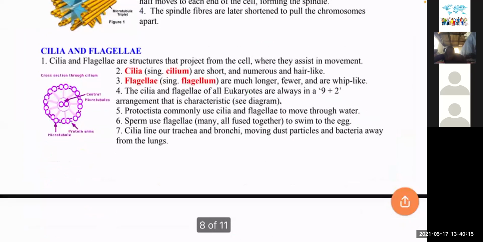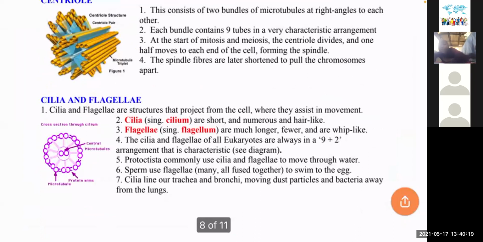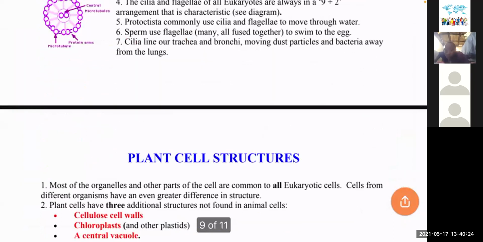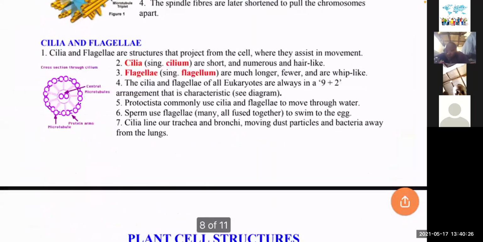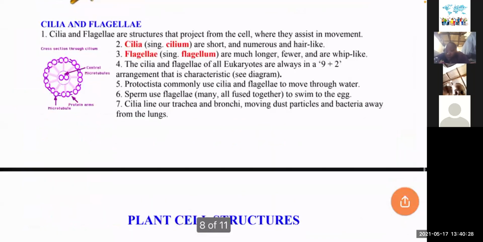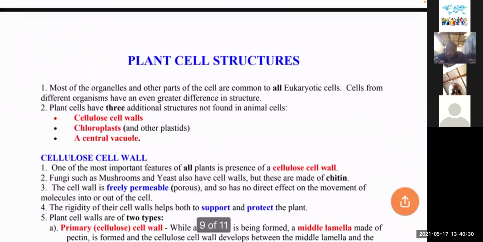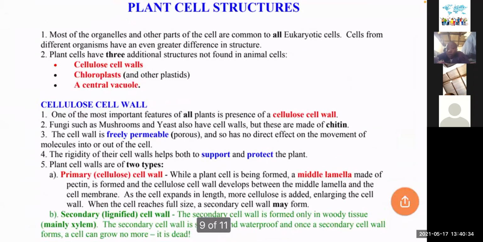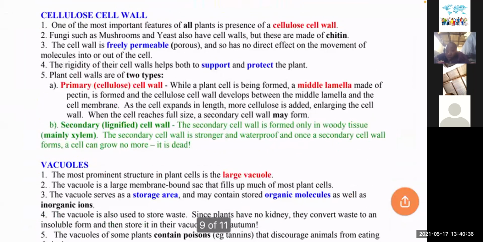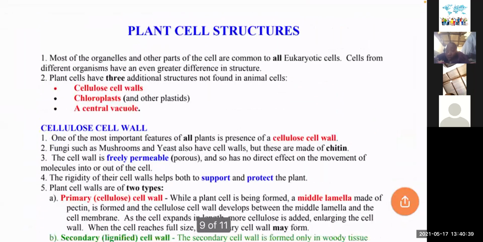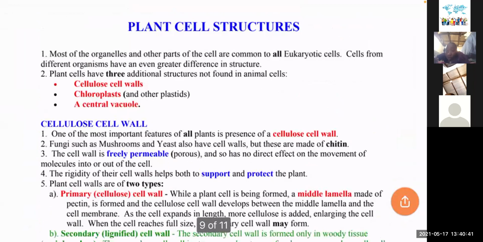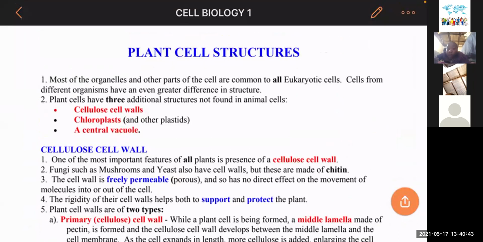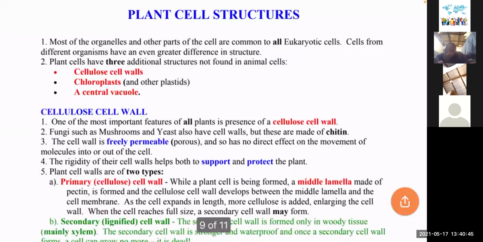Are you able to see the screen that I'm sharing? Yes, sir. All right. Okay, so we're done on cilia and flagella. We're starting here on the plant cell structure. We are almost concluding the cell. Are we together? Yes.